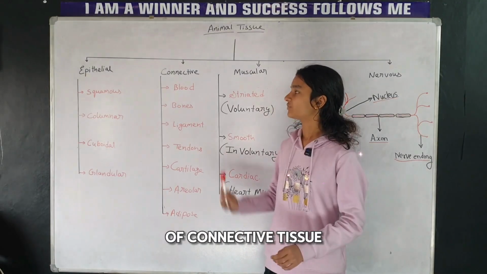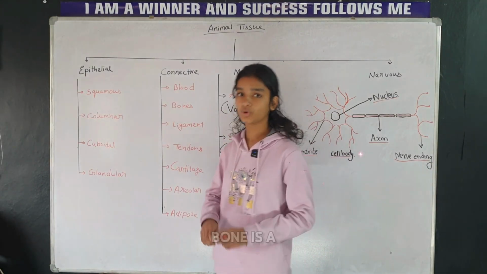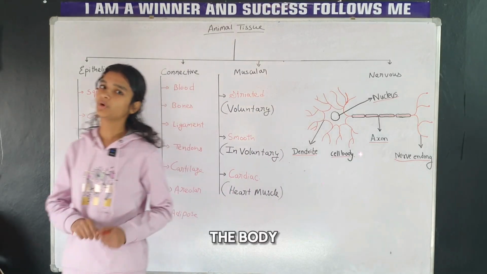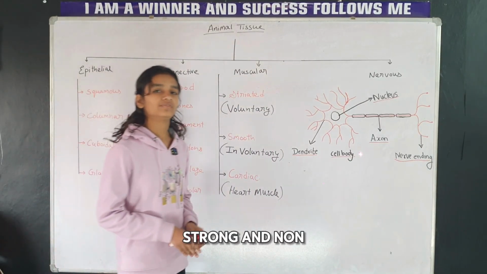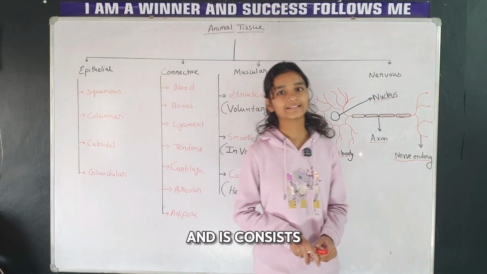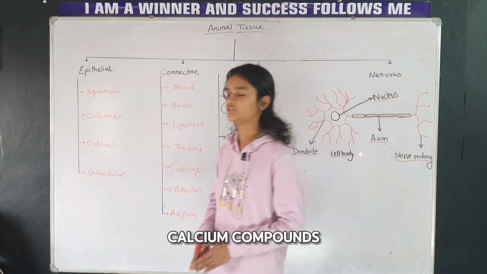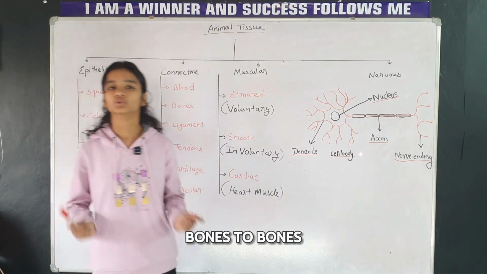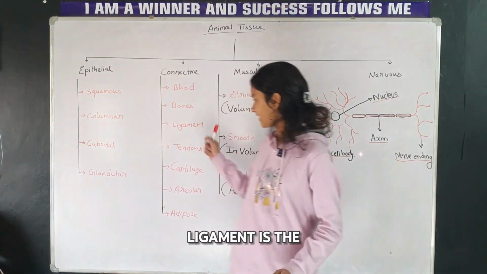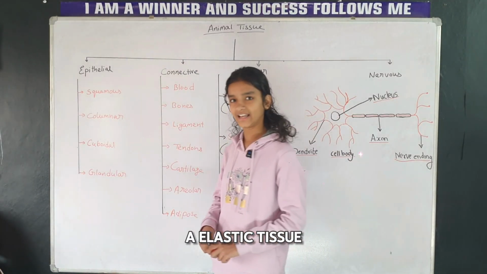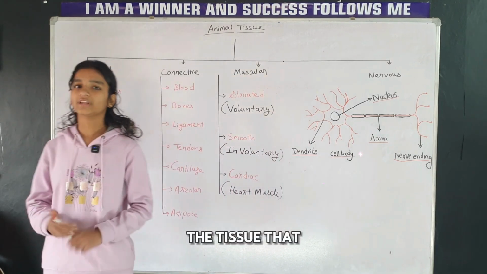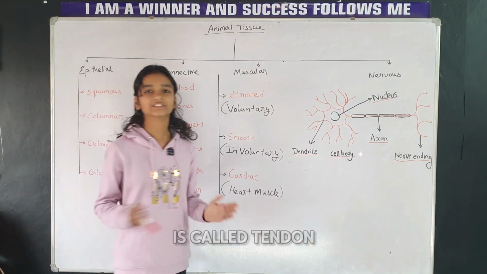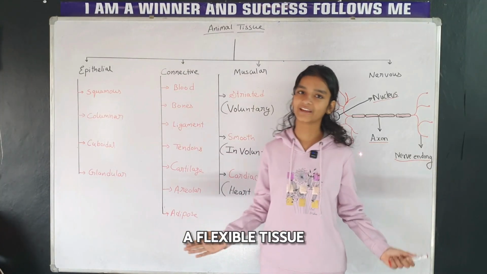The second type of connective tissue is bone. Bone is a framework that supports the body. It is a strong and non-flexible tissue and consists of phosphorus and calcium compounds. Do you know which tissue connects bones to bones? Ligament is the answer. It is an elastic tissue. The tissue that connects bones to muscle is called tendon and it is a flexible tissue.